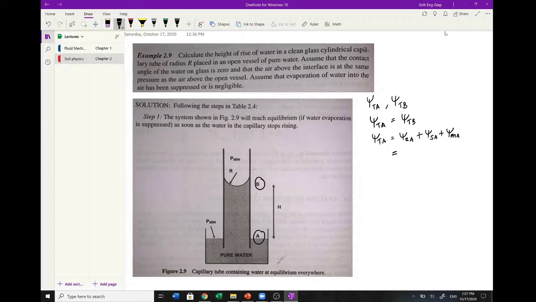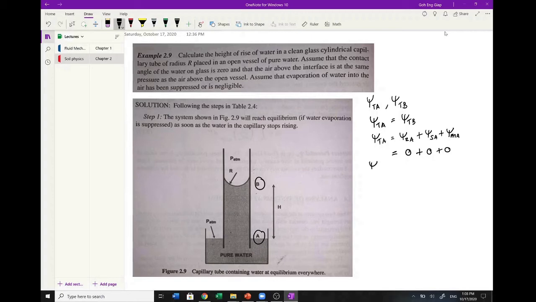So the gravitational potential for point A, you can take it as 0, because we can take it as a reference. Then the solute potential is 0 also, because there's no solute at point A. Okay, the metric potential is also 0.